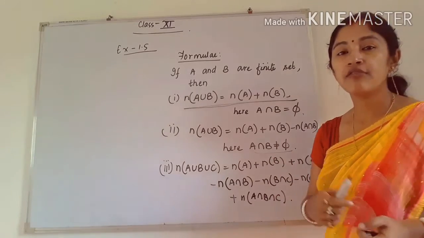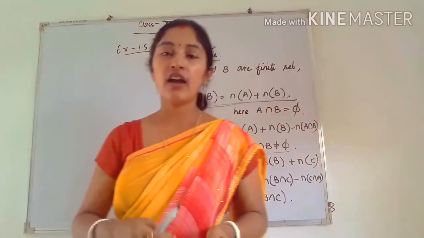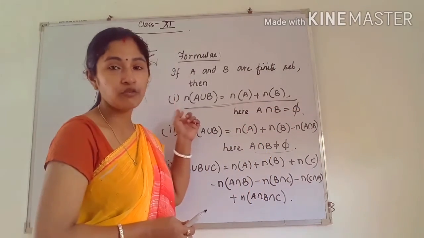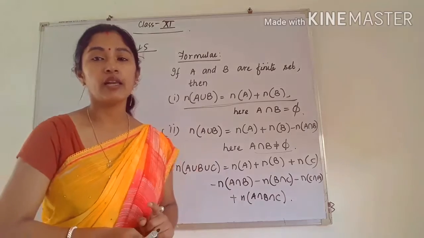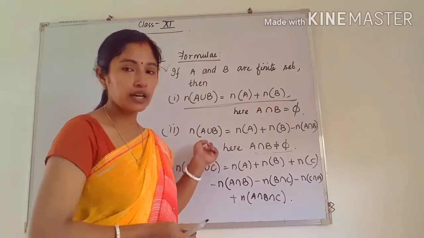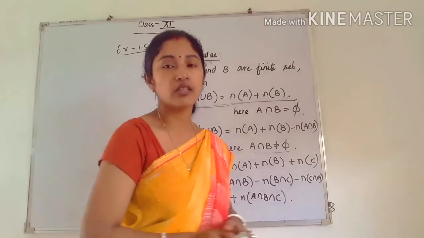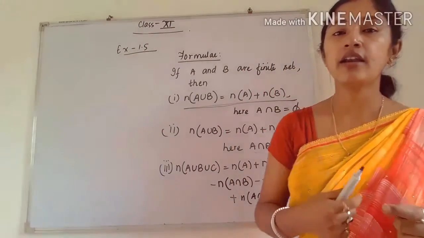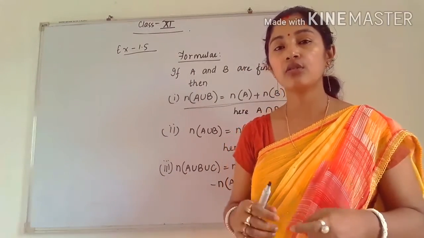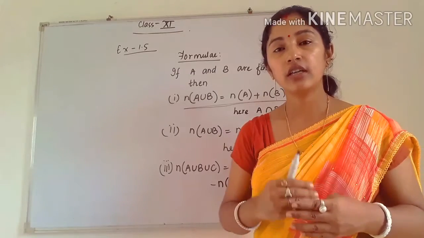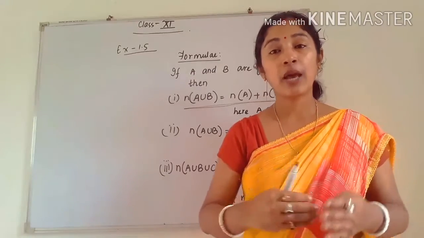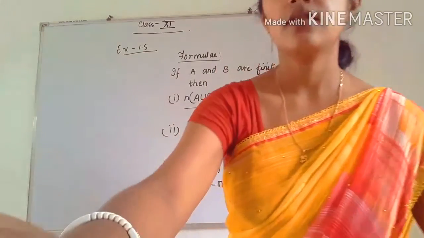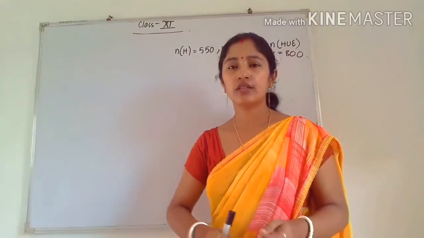If A and B don't have any common elements, then we have to use the number 1 formula, and if there are any common elements between them, then we have to use the second formula, and if there are 3 sets given, then we have to use the third formula. These are the 3 formulas, and remember in the probability chapter you have to derive this formula, which will be applicable in that chapter. Okay, so let us discuss the next exercise. Next I am going to discuss some questions.